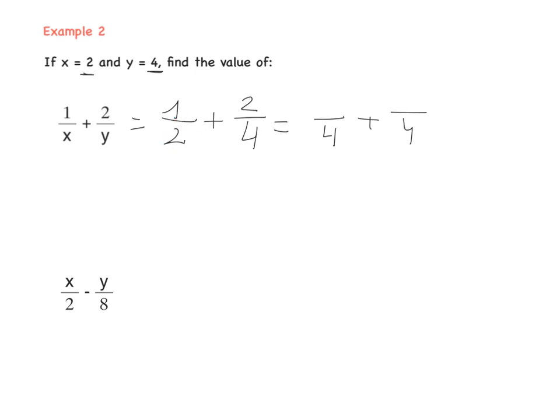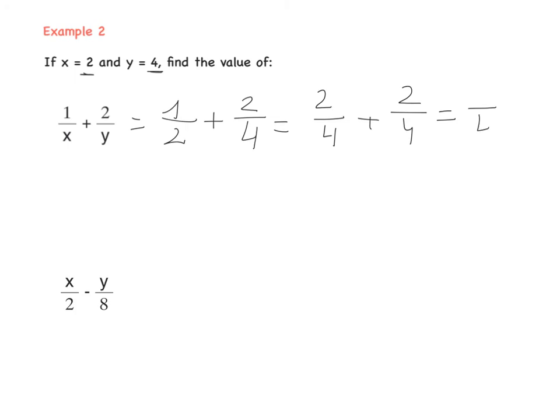So we had 2, now we have 4. So 2 multiplied by 2 is 4, and we need to multiply 1 by 2. What is 2? The second fraction, 2 over 4, doesn't change at all. So now we have 2 over 4 plus 2 over 4.